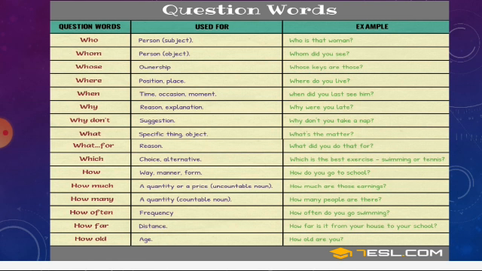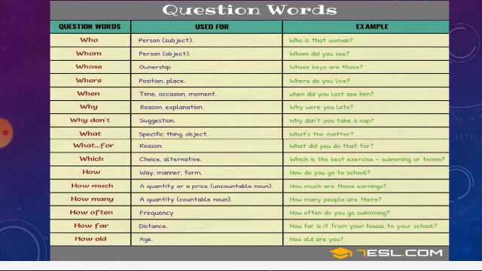Which refers to choice or alternatives when you are asking about choice. Which is the best exercise? Swimming or tennis? Which color do you prefer?